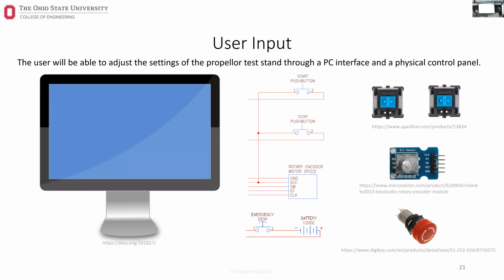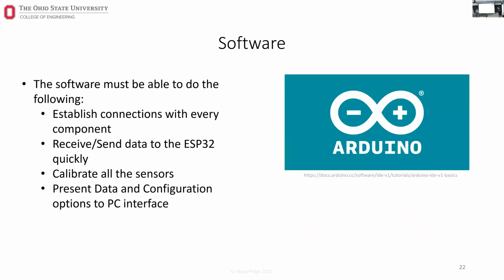With all those subsystems being explained, they all sound great and separated, but they won't work if they're not tied together well. In order to tie them together well, we need to develop a good software. So with the software, we have 4 main goals. We need to be able to establish the connections to all the components. We must be able to send and receive data to the ESP32 very quickly to ensure that we're logging data at a sufficient rate. We need to be able to calibrate all of the sensors so that the data we're getting is accurate. And we need to be able to show the data as well as show the calibration settings through that PC application.